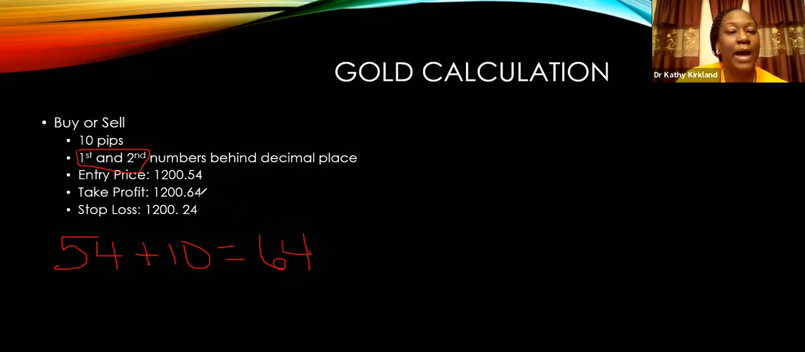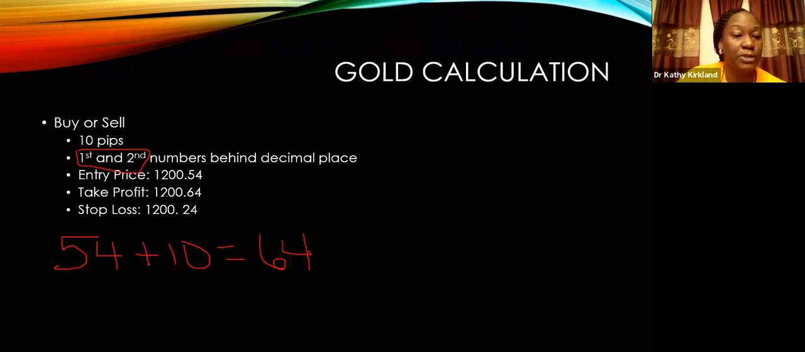Notice they do it behind the decimal place. Notice there's no pipette. You would keep the 1200 the same because your entry price is 1200.54. So you would keep it the same. You do 1200.64. Okay? That would be your take profit for 10 pips.